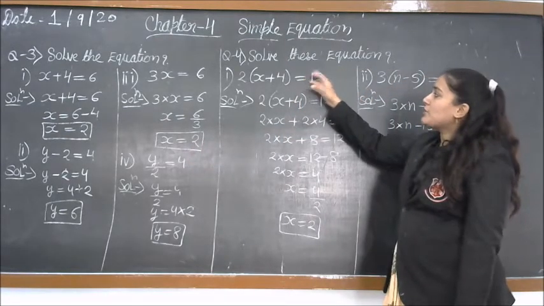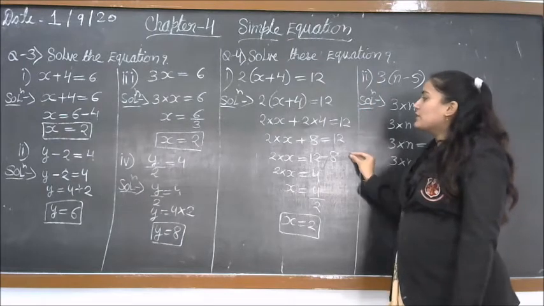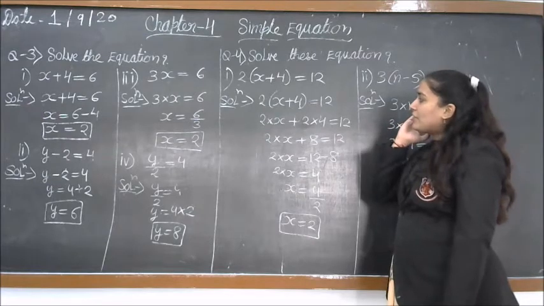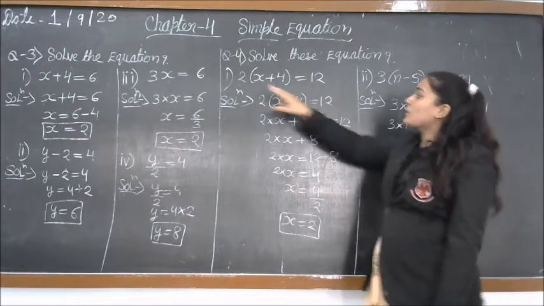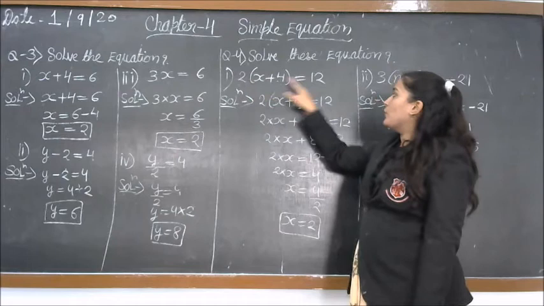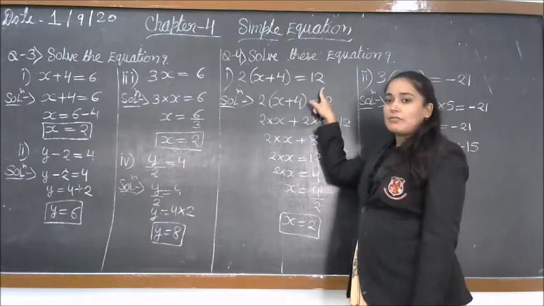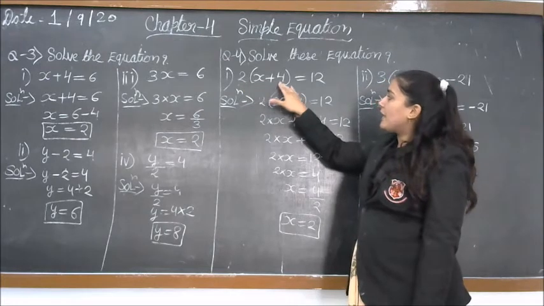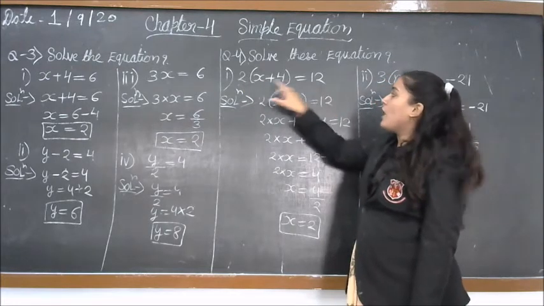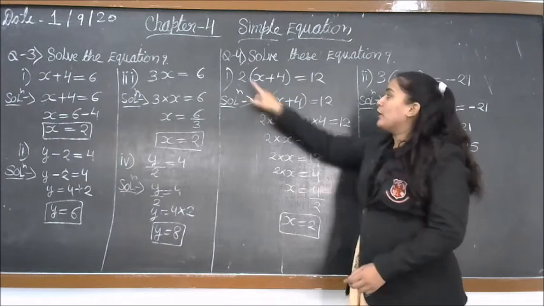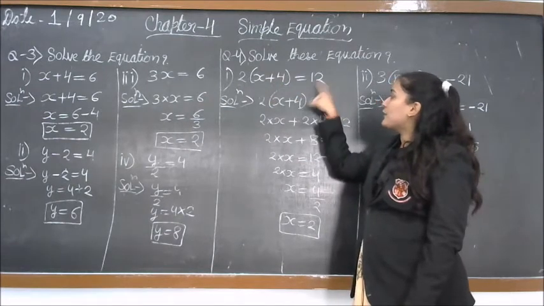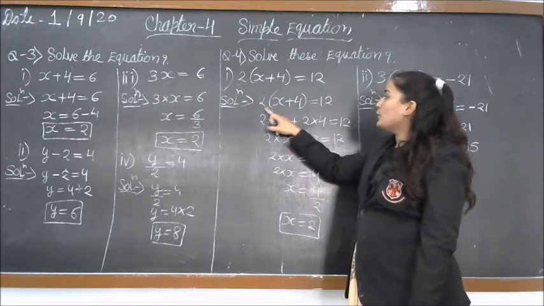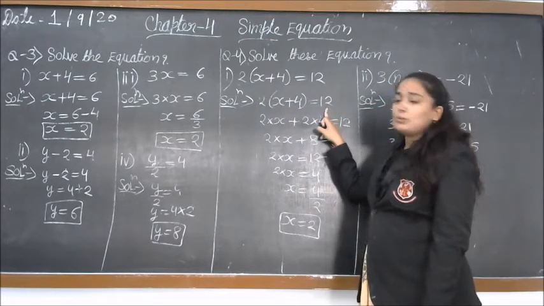Now question number 4, solve this equation. This is somewhat complicated, but it is not only complicated, we can solve it with an easy method also. 2(x plus 4) equal to 12. It is an equation. 2 is before the bracket, and in the bracket, x plus 4 equal to 12. How many constants are here? 3. 2 is a constant, 4 is a constant, 12 is a constant and x is a variable.